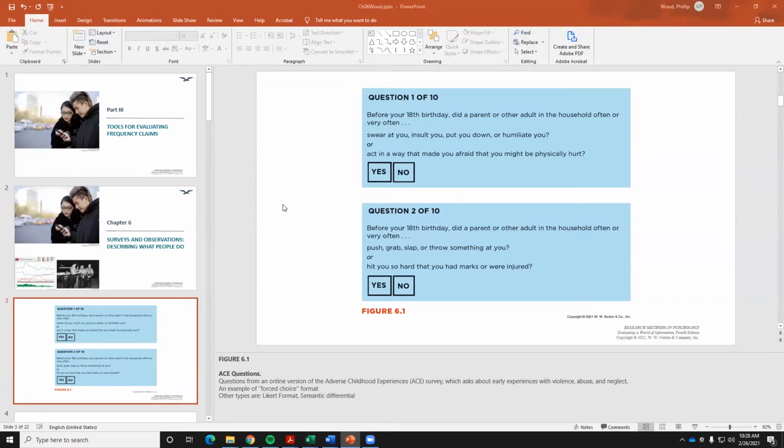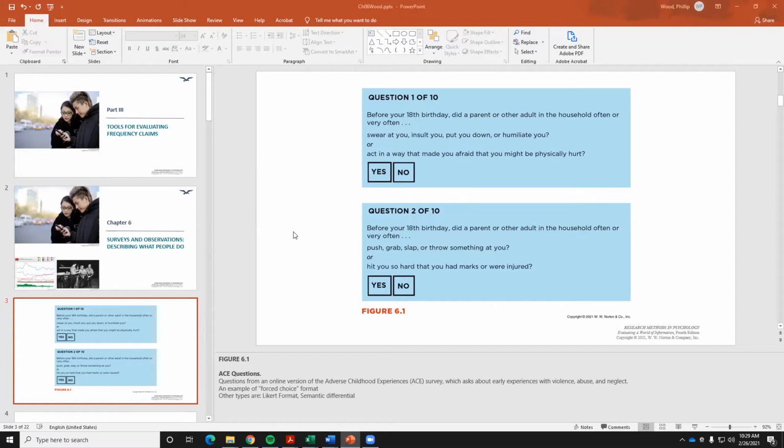Sometimes we do questions that are called forced choice. These are just yes/no questions, and this is one format that you may have taken a look at. So before your 18th birthday, did a parent or other adult in the household swear at you, insult you, put you down, or humiliate you? Or before your 18th birthday, did someone push, slap, grab, or hit you so hard that you had marks or were injured? In this forced format, you can say yes, or you can say no. It is one way that you'll often see people do survey results.